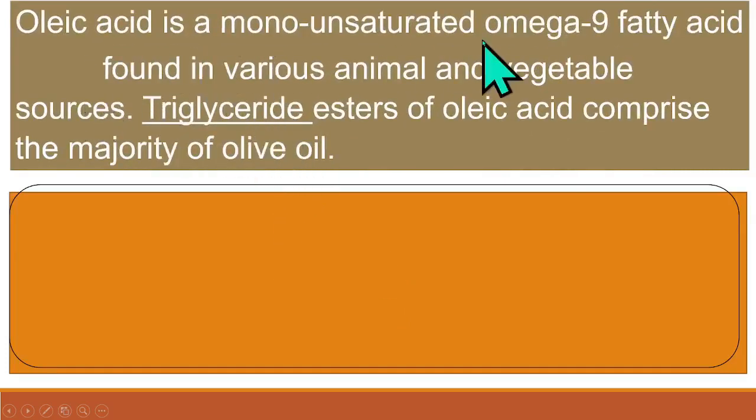Oleic acid is a monounsaturated omega-9 fatty acid found in various animal and vegetable sources. Already I told it is monounsaturated, and this is an omega-9 fatty acid. Why? Because if we count that double bond from the methyl end, which is known as the omega carbon, it is also on the ninth carbon. That is why it is known as an omega-9 fatty acid. Triglyceride esters of oleic acid comprise the majority of olive oil. Olive oil contains nearly 75% of this oleic acid.